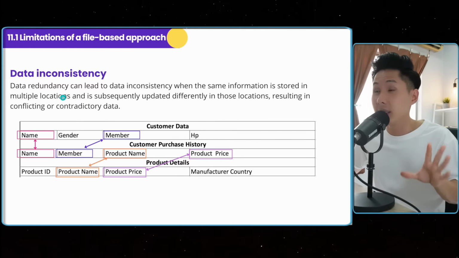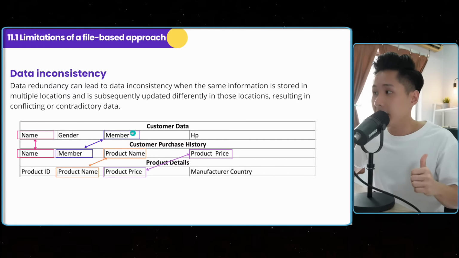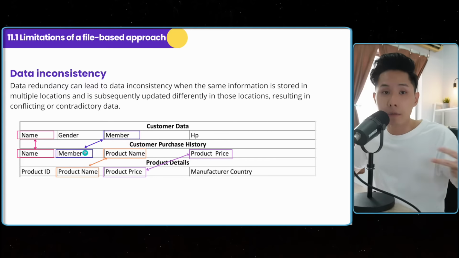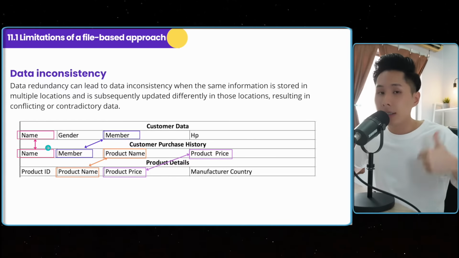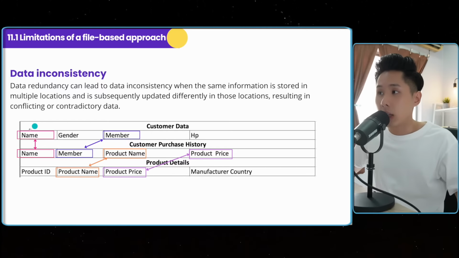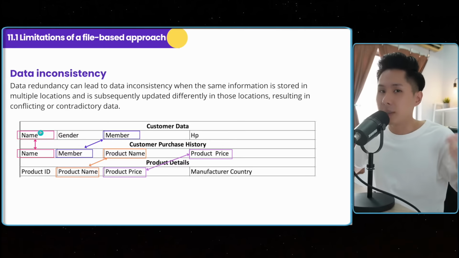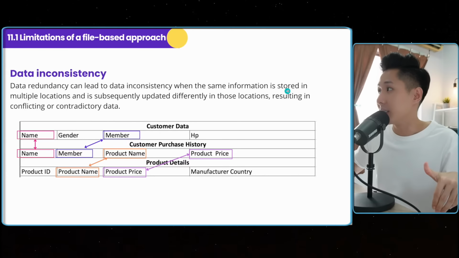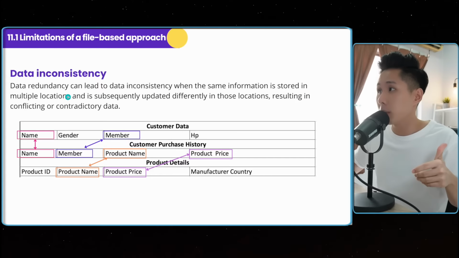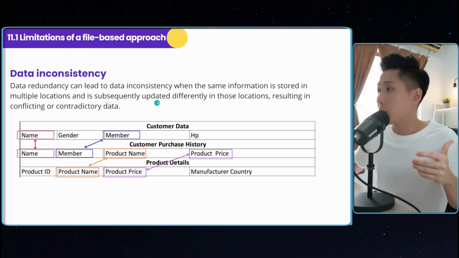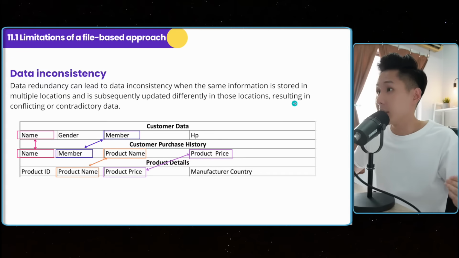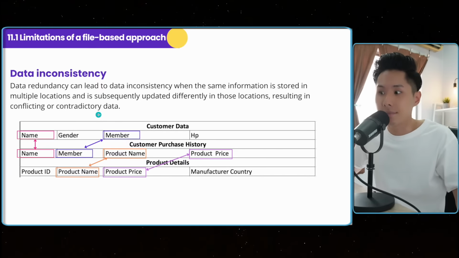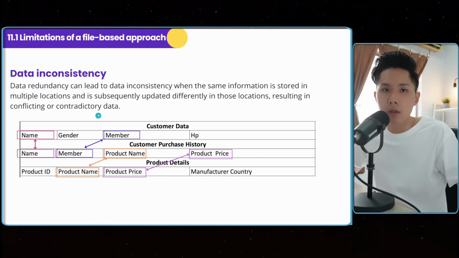So data inconsistency is another one. In this example, I'm storing member data in two different places. But then inconsistency could happen, let's say, when the employee makes a typo. So instead of James, which is my name, James here, it could be spelled as Jam, Jame. So this causes data inconsistency. Meaning the same information is stored in multiple locations, and yet it's subsequently updated differently in those locations, resulting in conflicting or contradictory data. So when you read the data, it will be like, oh, which one is the correct one then?